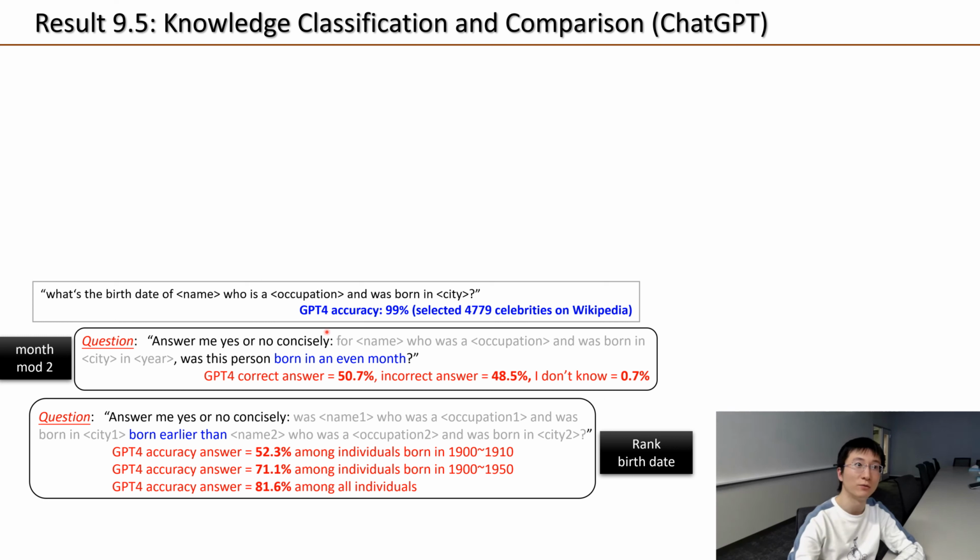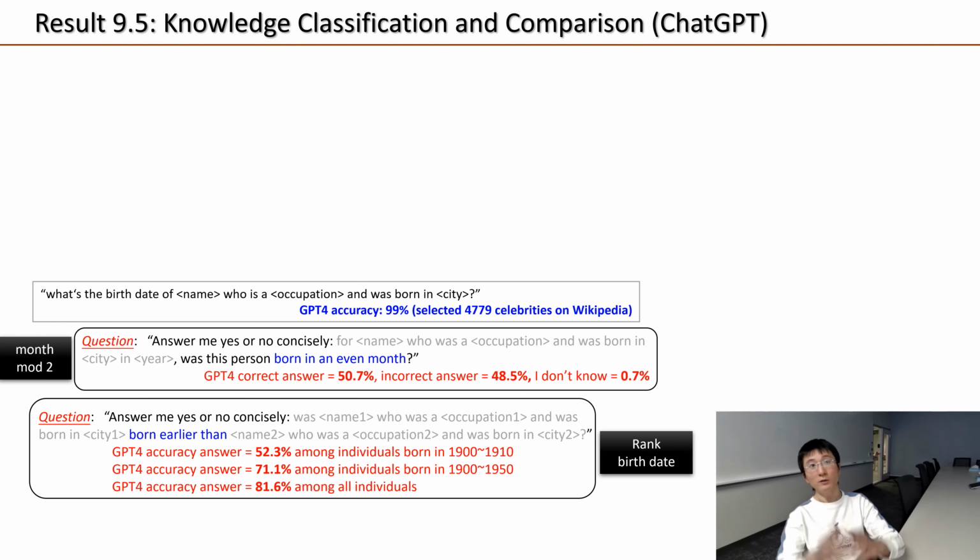For instance, GPT-4 is capable of extracting the birth dates of all of those celebrities. But if you ask GPT-4, was this person born in an even month, then it's almost like just random guessing. And similarly, if you ask the model to compare two birthdays of two individuals that were born close to each other, say within 10 years, then the model's performance is also like random guessing.